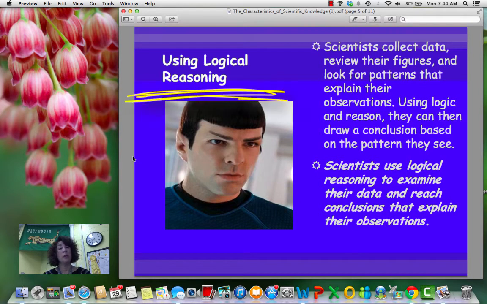Now, of course, we have to use logical reasoning. When we collect data, we review those figures, and we look for patterns that help to explain our observations. We use logic, we use reasoning, and then draw conclusions based on the patterns we see.